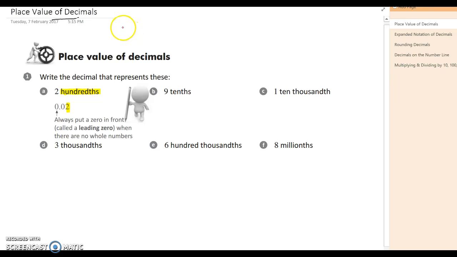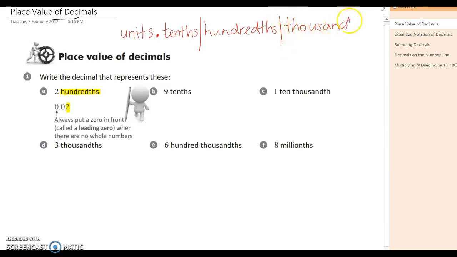So any number, you've got units, then a decimal point. There could be other bigger ones there, but we're most interested in the fraction part. Then you've got tenths. The next spot you've got is hundredths. Next spot you've got is thousandths. And it goes on like that.